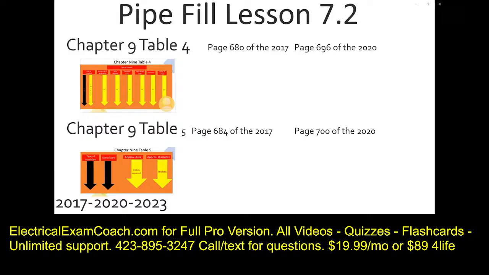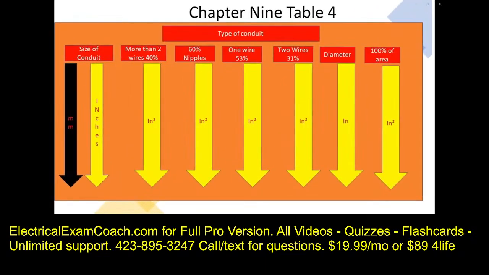Let's get to it. When we get to Chapter 9, Table 4, we're going to find that all of these tables look almost identical, and the only distinction is the name of the type of conduit at the top of the table. You'll notice that the very first one is EMT, and then it goes down to a bunch of familiar friends in conduit, our RMC, Schedule 80, Schedule 40, and all of those different types.